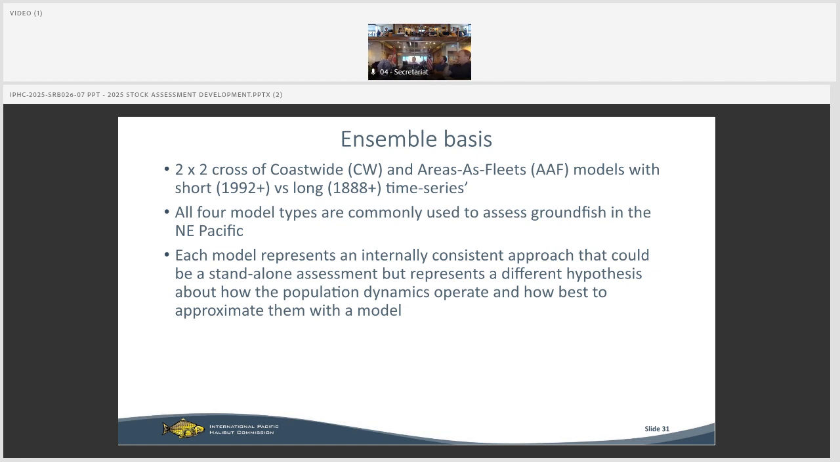So in the long time series models, we assume that they start in equilibrium with recruitment deviations prior to the first year of actual data. So there you basically just do have a burn in, and catch is assumed to be 0 before 1888.